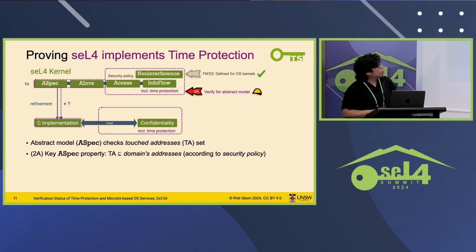In our preprint, we laid out what we think is the approach, and we've already updated the abstract spec to add extra bookkeeping to keep track of some safe over-approximation of the addresses that are accessed by the kernel. We want to then show that this safe over-approximation of what's touched is a subset of the addresses that the security policy says the domain is allowed to access. And that configuration should reflect the correct coloring, the correct careful allocation of physical addresses so they don't step on each other in the cache.